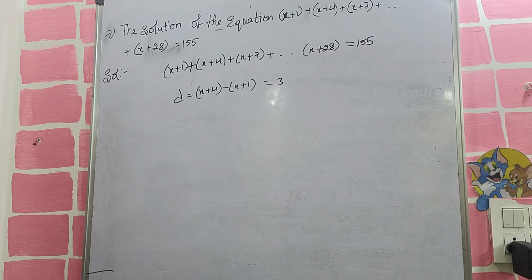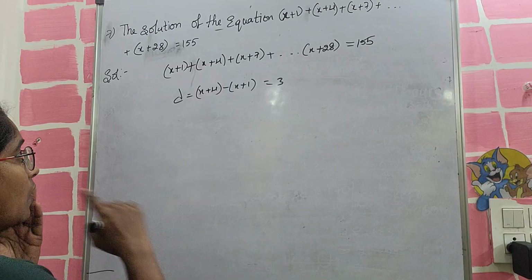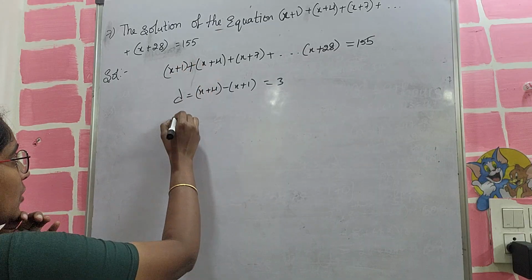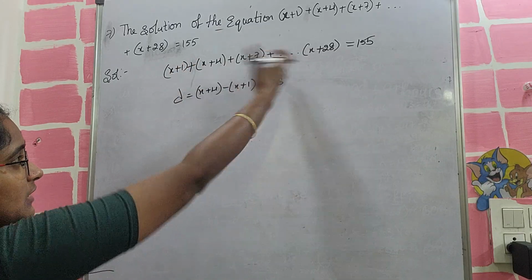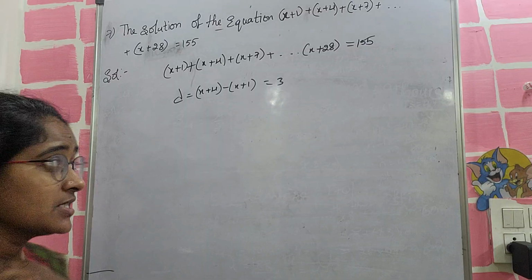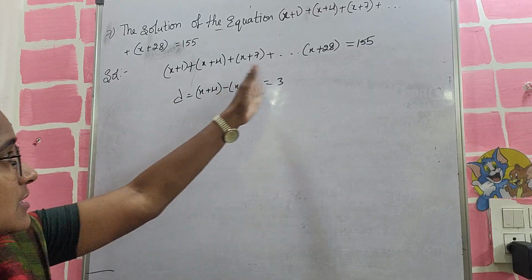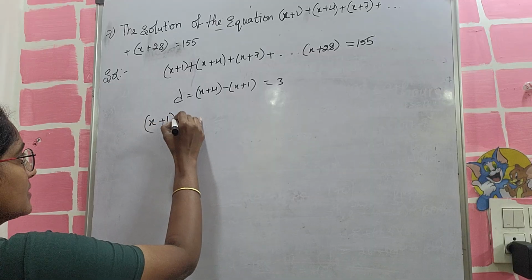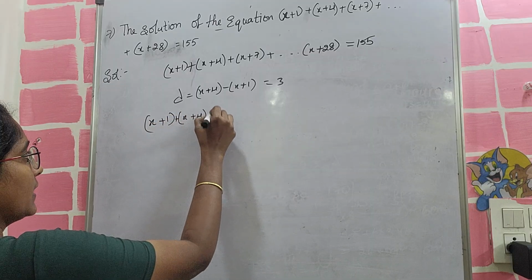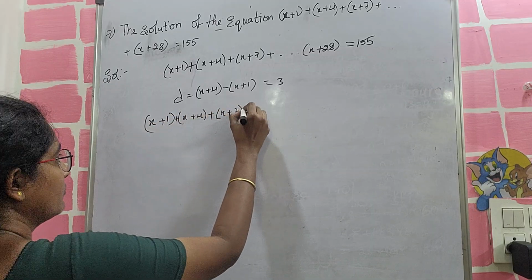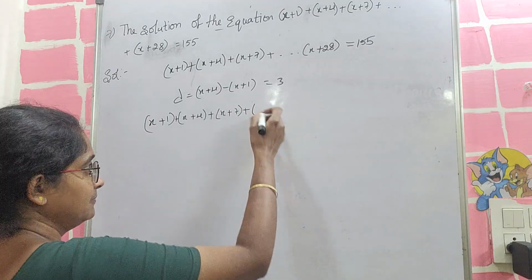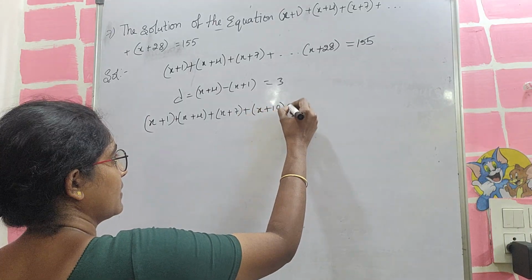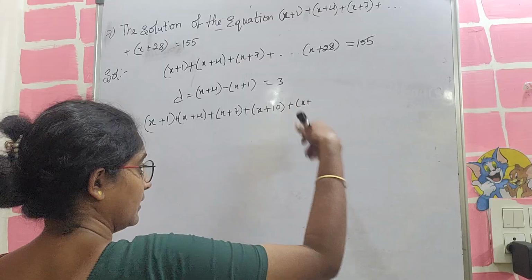Now next we need to find how many terms there are in this. Can we find it? I'll write out all the terms because 7 and 28 are not much different, and the difference is 3. I'll just complete writing all the terms. x plus 1, then x plus 4, then x plus 7. After 7 comes 8, 9, 10, so x plus 10. Then x plus 11, 12, 13.